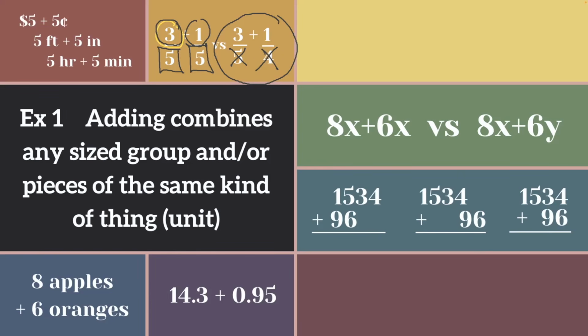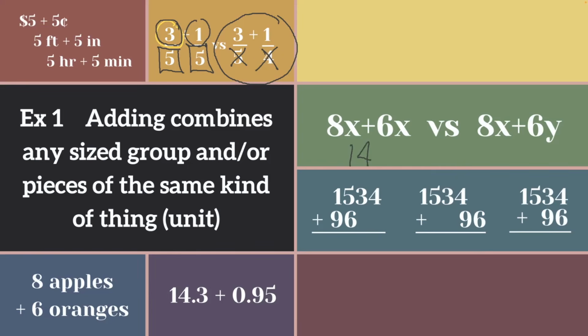Adding together combines any size groups of the same kinds of things. Well, I got the same kinds of things here. I have 8 X's and I have 6 X's. If I have 8 of something and I put it together with 6 of something, then I have how many? 14. And you might say, but 14, what? I don't know what to do with X's.